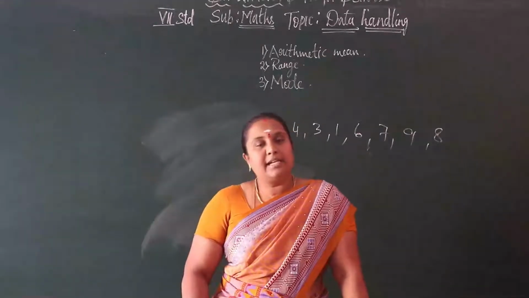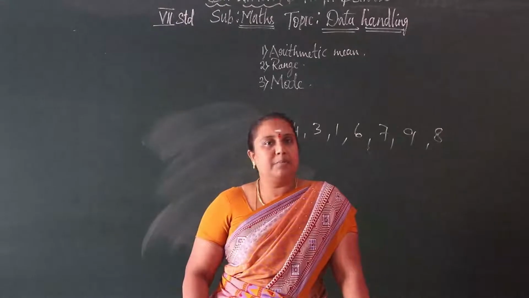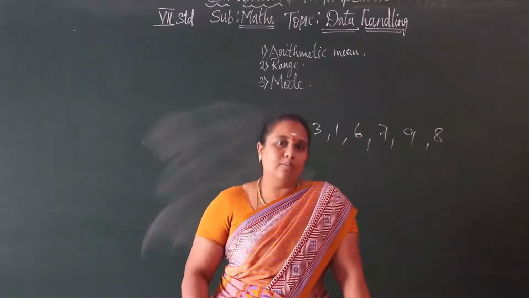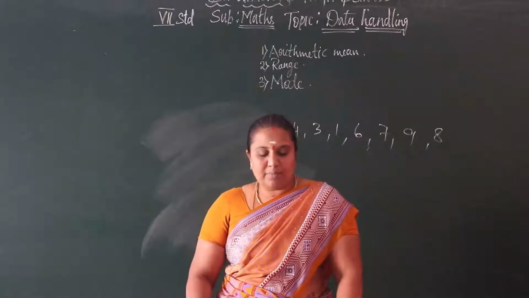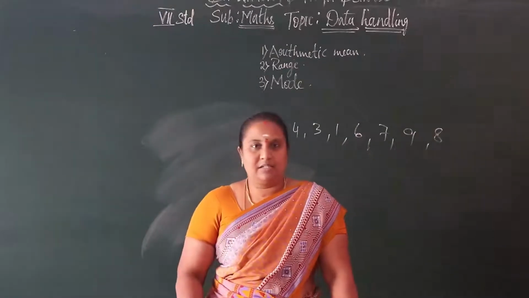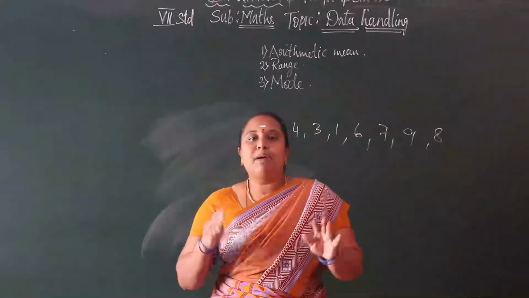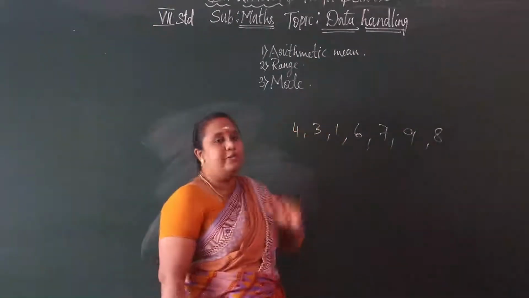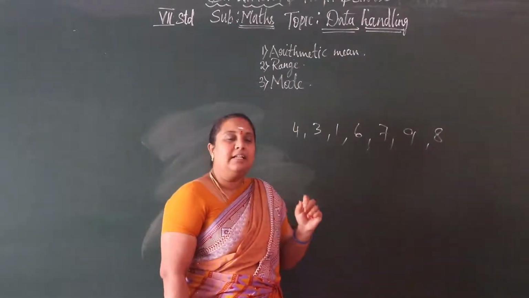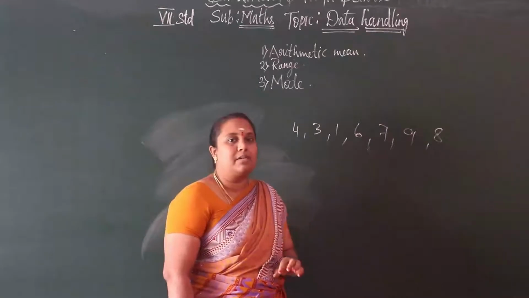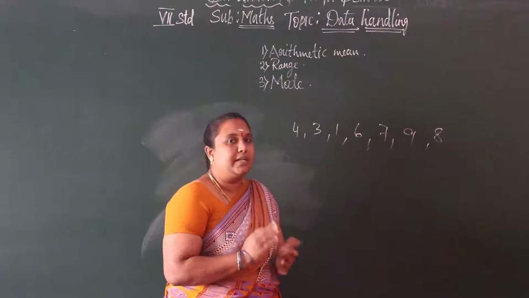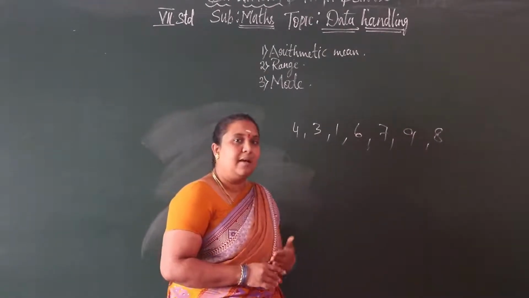If in a set of data no number is repeated again and again, then in that data there is no mode. If no number in the list is repeated, then there is no mode for the list. Understood now what is meant by mode? So the repeated observation in a list, in a set of numbers, is the mode. How many numbers are repeated again and again? That we can say is a mode.